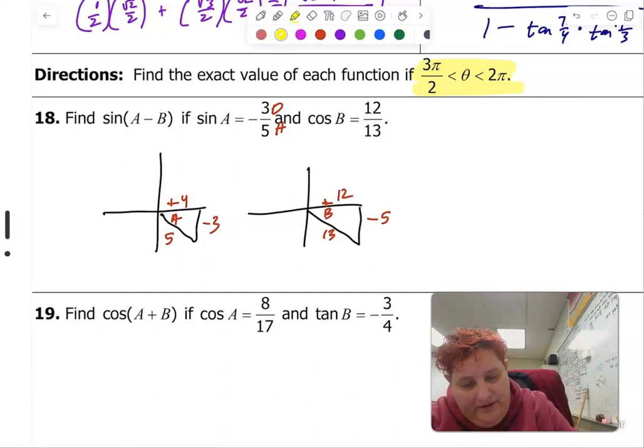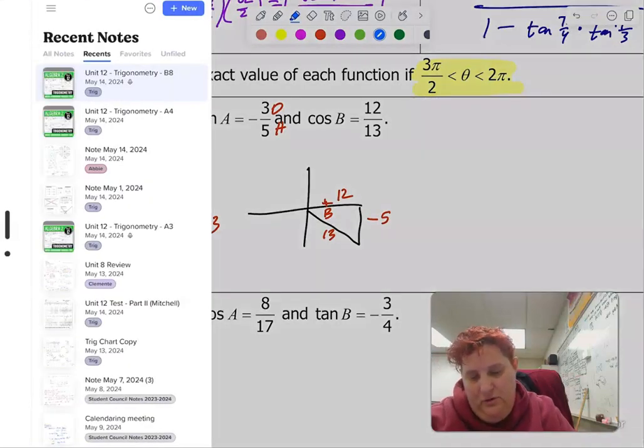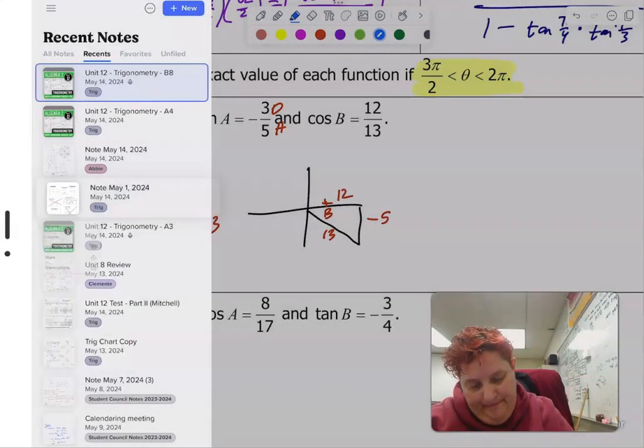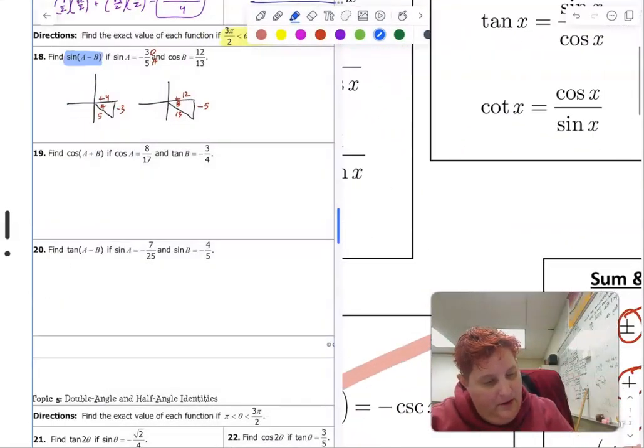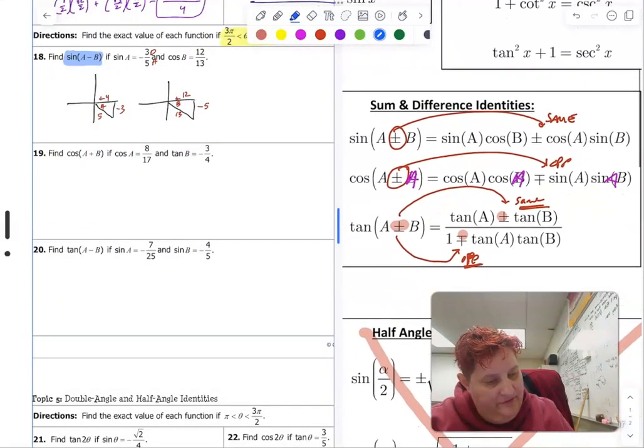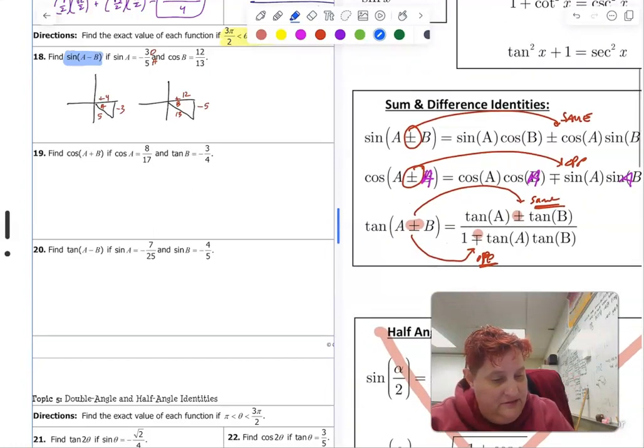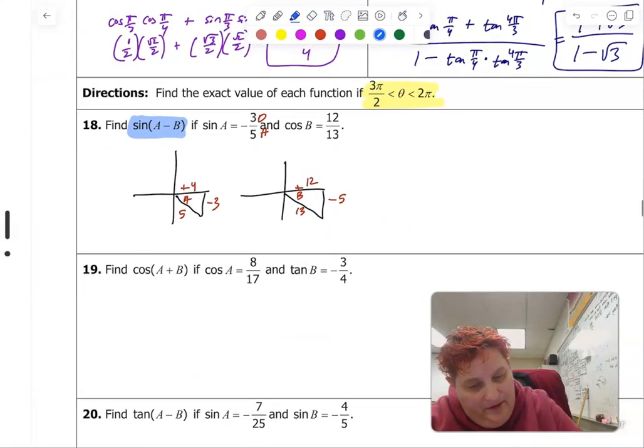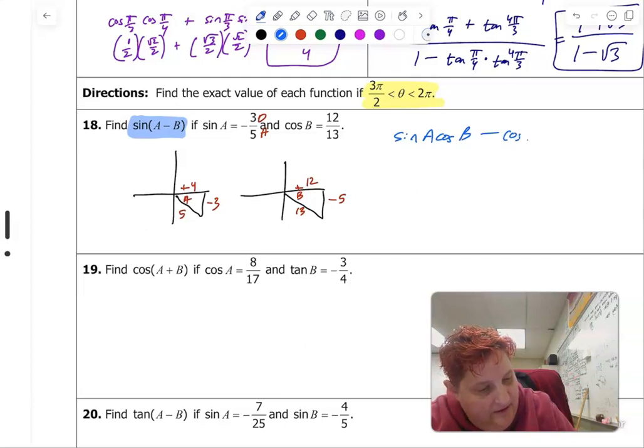So now I look at what it's asking me for. This is asking me to find sine of A minus B. Now, on your orange paper, there's sum and difference for sine formulas right here. Sine goes, and you can use this, remember, on your test, sine, cosine, same, cosine, sine. So I'm going to go ahead and write that out. Sine, cosine, same, cosine, sine.